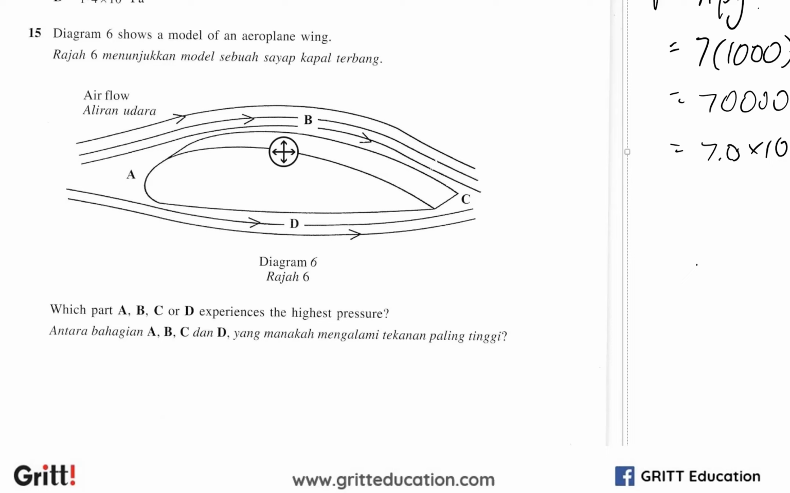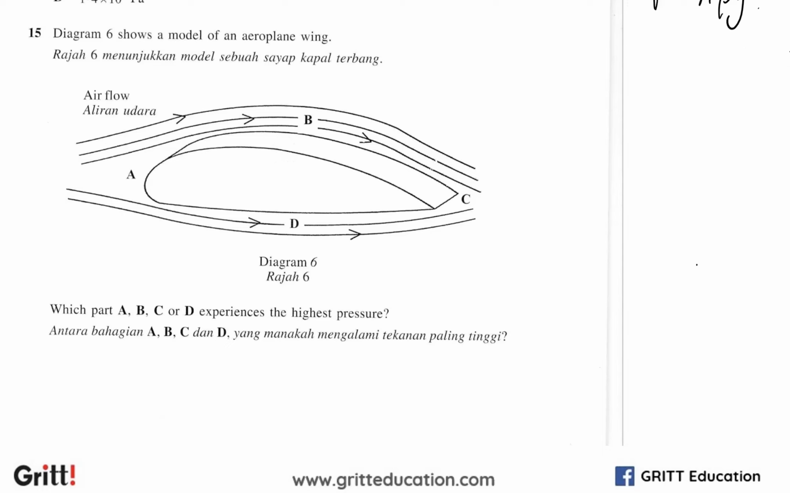Hello everyone, welcome back. Today we're going to look at question 15 of Paper 1 SPM Physics 2016. Let's take a look at the question together. Diagram 6 shows a model of an aeroplane wing. Which part, A, B, C, D, experiences the highest pressure?